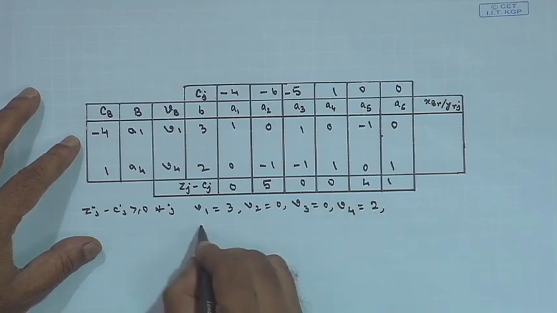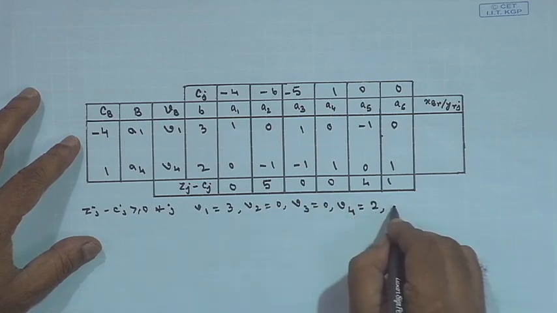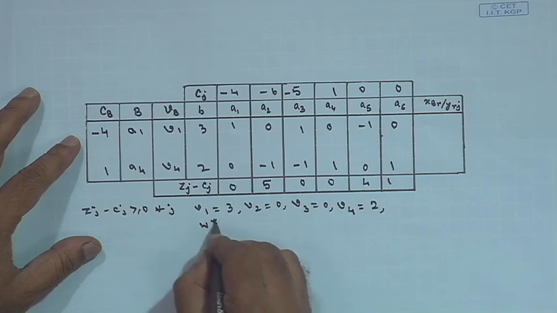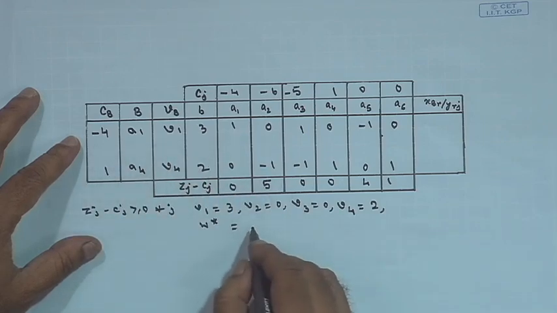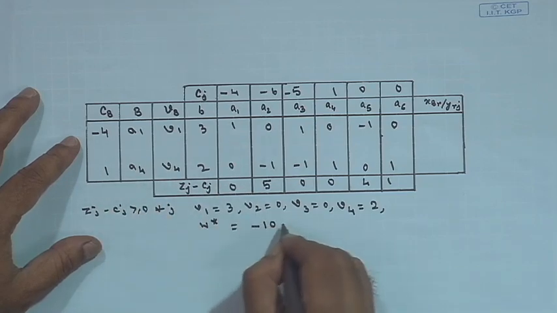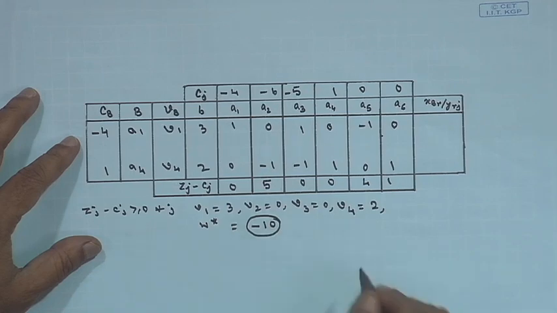And what will be your W star? Your W star will become this one, minus 12 and this one. So W star will be minus 10 basically, and I have to take the minimization. So in unit price it will be equal to 10.